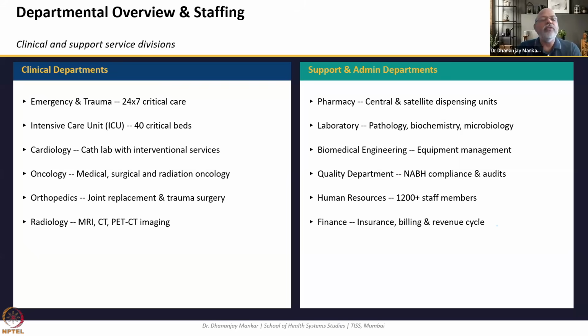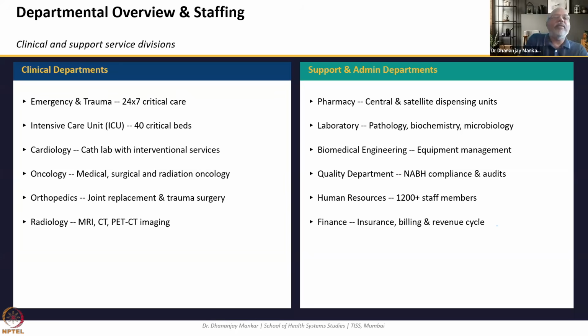If we talk about the clinical departments, emergency and trauma are provided 24/7, and critical care has an ICU of 40 critical beds. Cardiology with a cath lab and interventional services is seen as a need, and in proportion to the number of beds, the required cath lab is also provided. Oncology, orthopedic, and radiology setups, each with their own specialty, are prime departments that are full-fledged and flourishing.